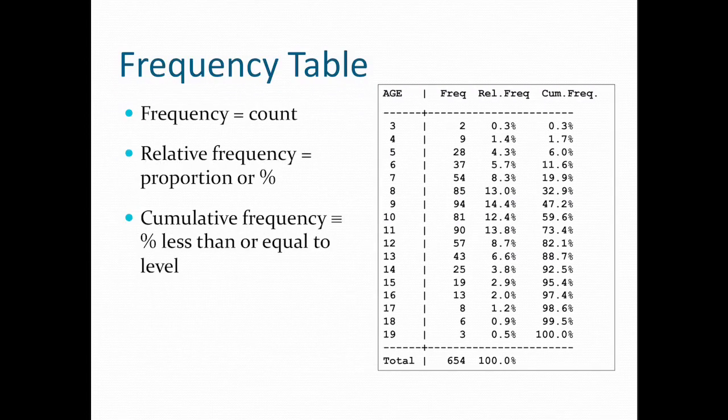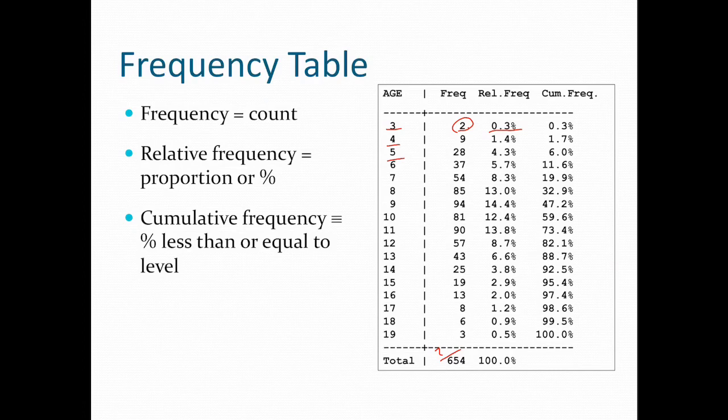So here we have our chart, which relative frequency we'll look at. Once again, we have ages all the way down, and you'll have the relative frequency. So at age 3, there are 2 people. So the relative frequency would be 2 over the total. If you take 2 and divide it by 654, you'd get 0.3%. And then at the very beginning, the cumulative frequency, since this is the first one, is 0.3%.